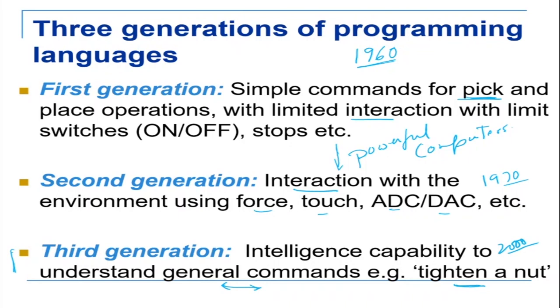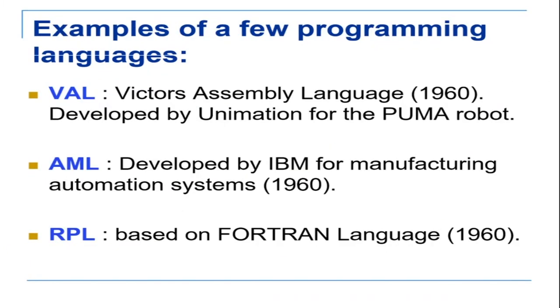If you simply say assemble part A and part B, it should be able to understand, but then it won't, because it is very context sensitive. So this is where we are today, and most of the research is focused on intelligent programs or learning to understand general human commands. Now, examples of a few programming languages.